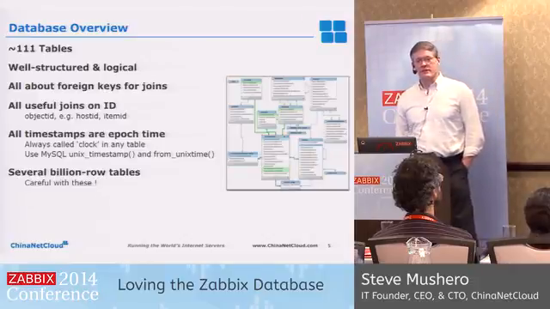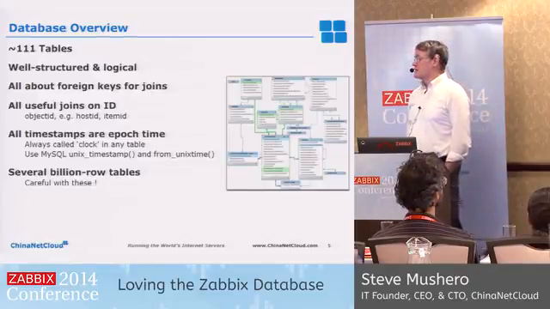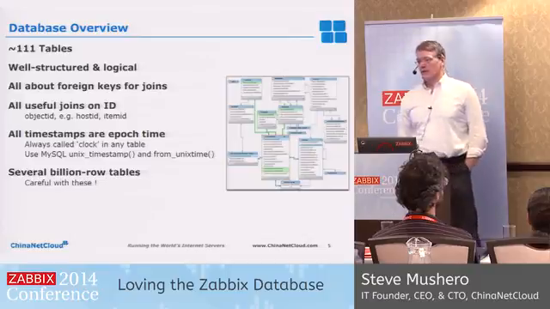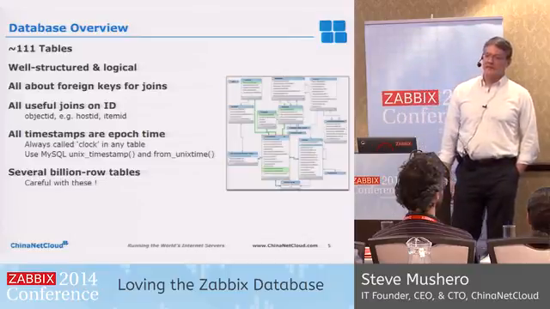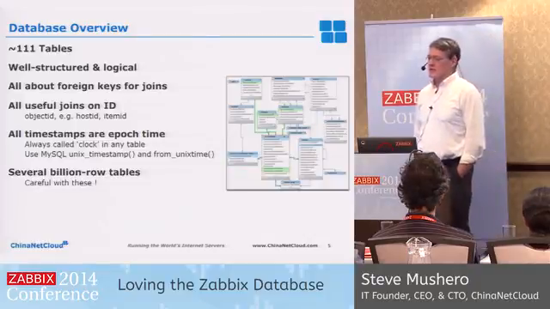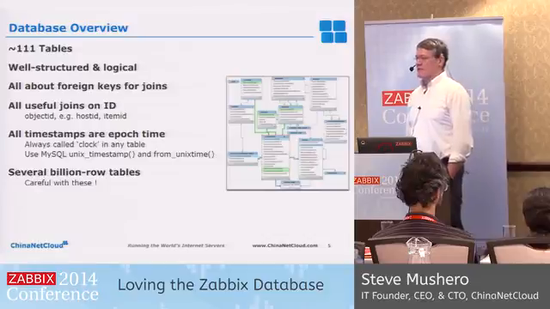All timestamps in Zabbix are in epoch time. Zabbix calls this the clock. So you'll see fields in all the tables called clock. That is epoch time, so that's seconds from 1970. So you get to love your Unix timestamp and from Unix time when you're writing SQL.